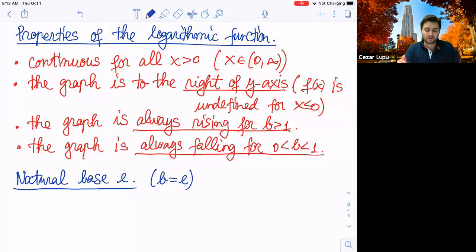All right, so what happens in natural base e? Well, here we have, let's say, the common logarithm.